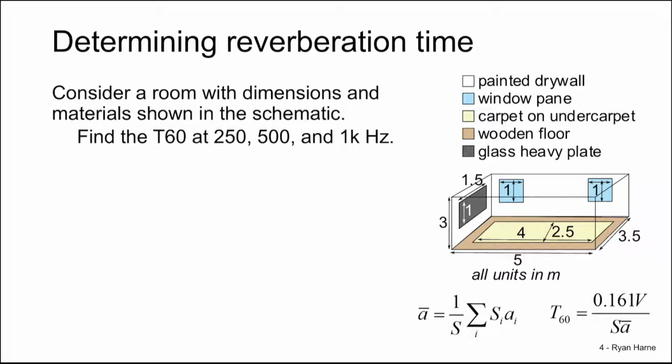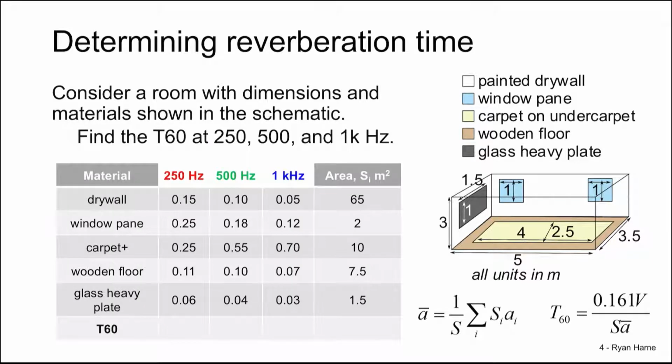Now, we use our area averaging for the total room absorption coefficient, and then our T60 equation for each octave band. We can search online or in any variety of textbooks to find tabulated lists of the absorption coefficients for the different materials. So the absorption coefficient at 250 Hz for drywall is 0.15, and it goes down to 0.1 and then 0.05 as we go up in frequency to 1 kilohertz. Whereas for carpet, the absorption coefficient is 0.25 and increases as we go up to 1 kilohertz.